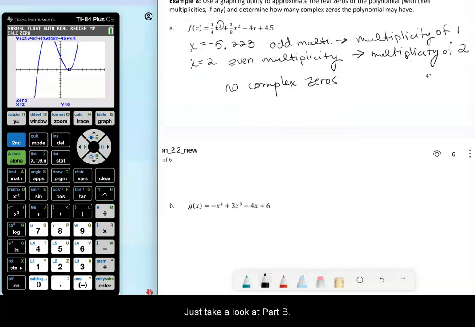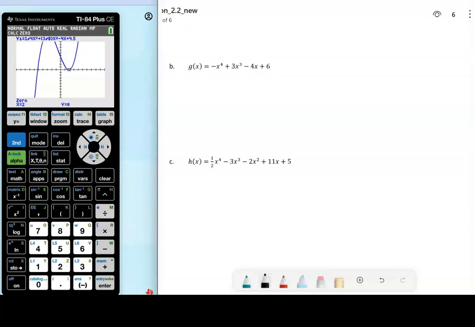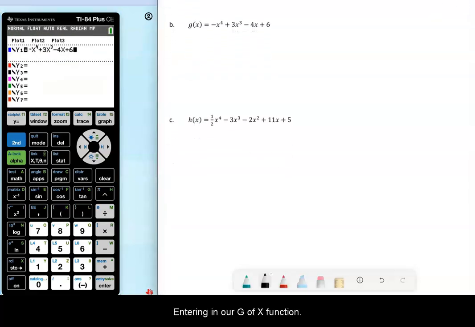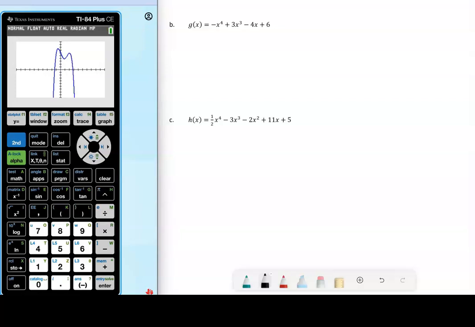Let's take a look at part B. Entering in our g of x function. Notice once again it's a polynomial of degree 4. Always notice the degree of the polynomial and have it entered into y equals and hit graph. We have an interesting looking function.